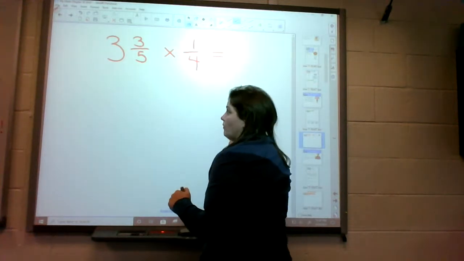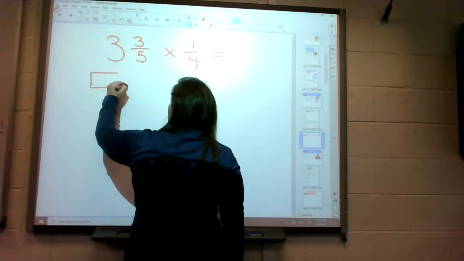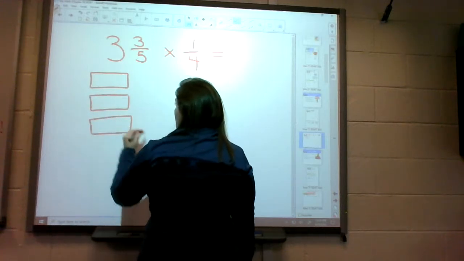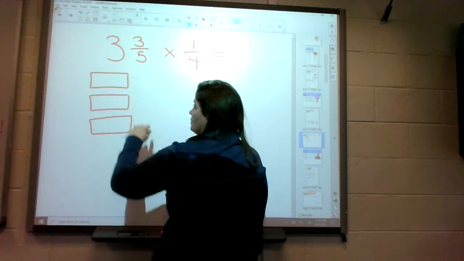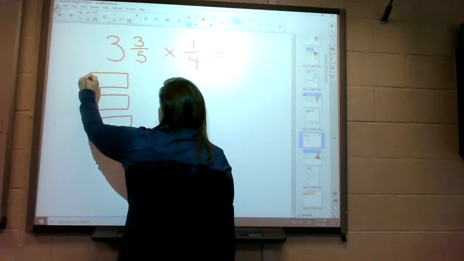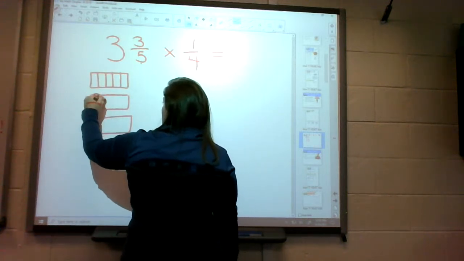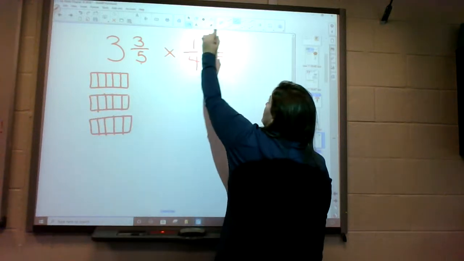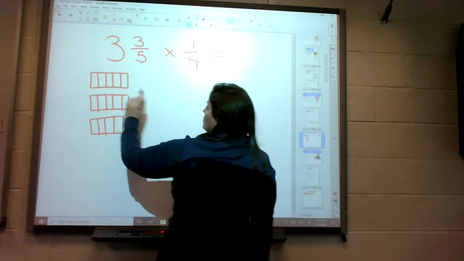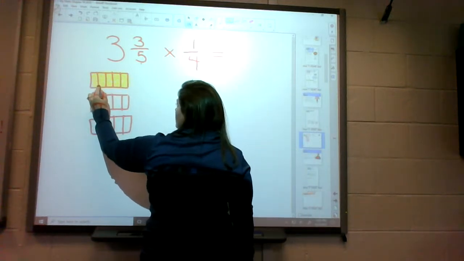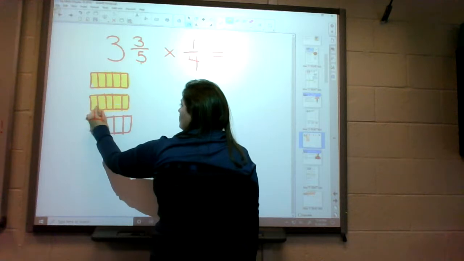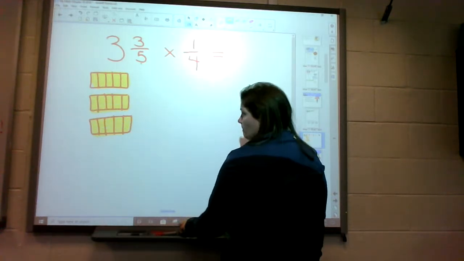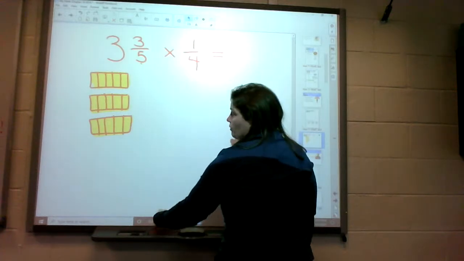3 3/5 looks like 3 wholes. And I'm going to split each of these into 5 equal parts, since that's my denominator. And I want to shade in all 3 wholes. So I needed 3 wholes. There's 1 whole, 2 wholes, and 3 wholes. But I also have an extra 3/5.